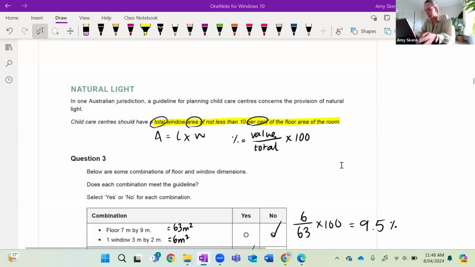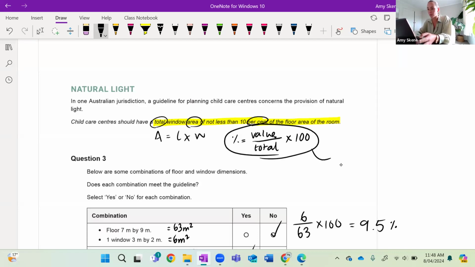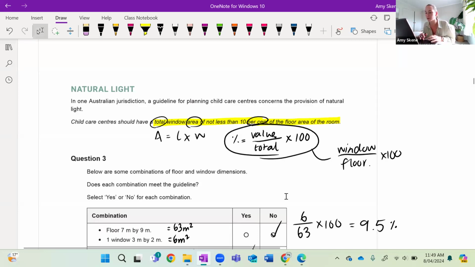I just wanted to draw attention to one thing. This is typically how you find a percentage. However, with this question, we're going to do the percentage of the window over the floor because it's what it's asking in the question. So that's the only difference there, and multiply it by 100 if you're confused.